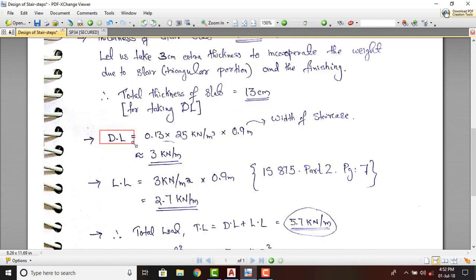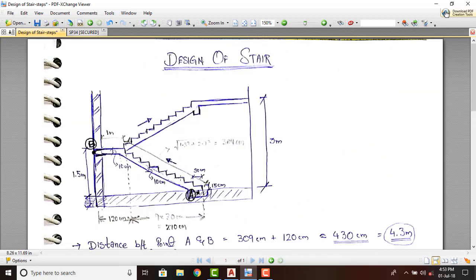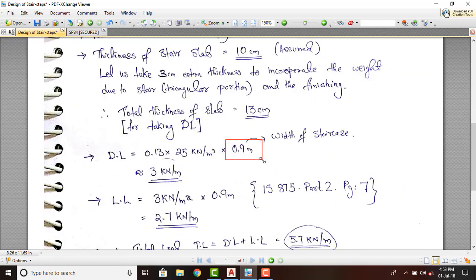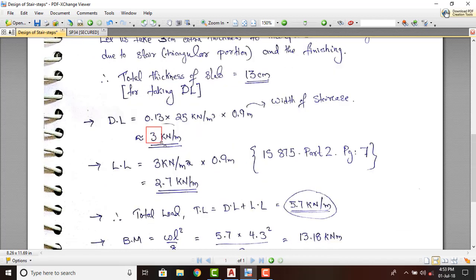The dead load is given as the thickness, that is 0.13 meters, which we have calculated here as 13 centimeters. Then multiplying that by the unit weight of the concrete, that is 25 kN per meter cube. Then the width of the staircase. The width of the staircase will be 0.9 meters, that is 90 centimeters. So the dead load is equal to 3 kN per meter.